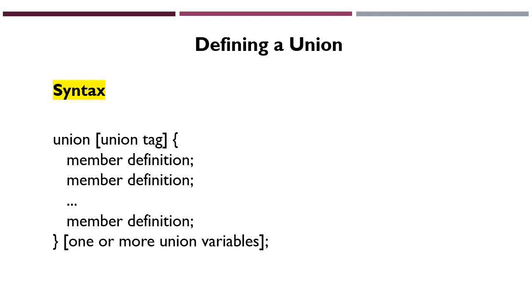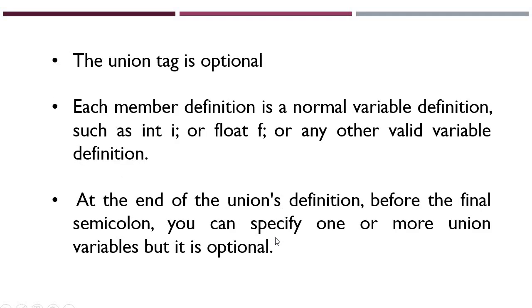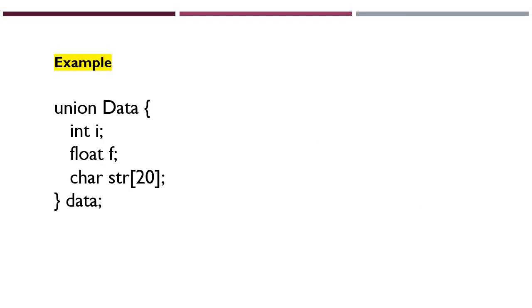As in a normal main function, like int a or float x, we can define whatever variables we want, and they can be enclosed between these two curly brackets. After that, the variables for the union can be declared before putting the semicolon. So the same thing has been repeated here. At the end of the union definition, before the final semicolon, you can specify one or more union variables, but it is optional.